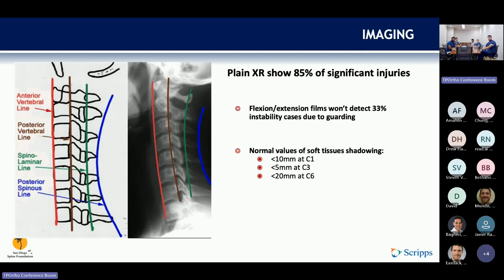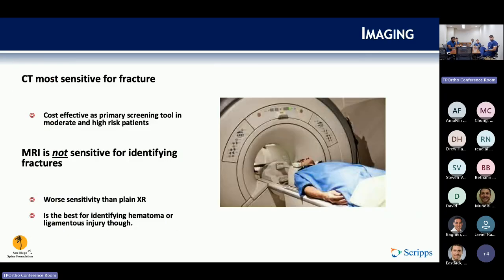It's also important to pay attention to the soft tissue shadowing, which can be appreciated. There are some normal values here. Usually you want this to be less than 10 at C1, less than 5 at C3, and less than 20 at C6. Obviously, CT is now essentially a standard, especially in the trauma setting.